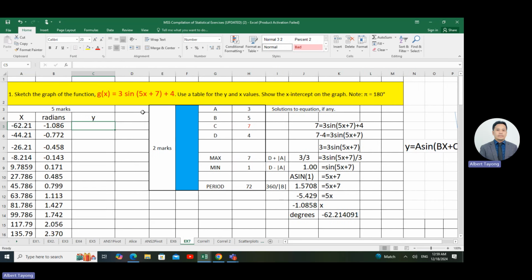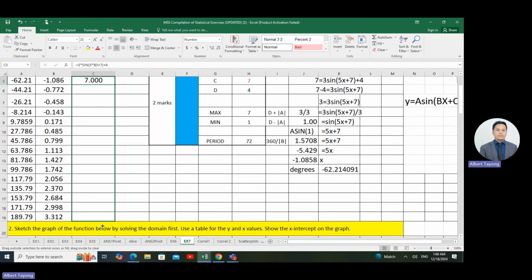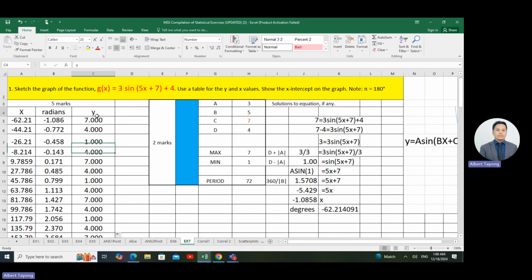So let's follow this function. We have equals 3 multiply sine 5x times our first radian plus 7, plus 4, because you have plus 4 outside. Okay, as you can see, that is equal to the maximum. And drag it down. You have all the values here.